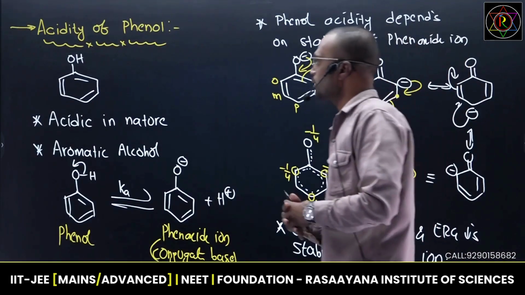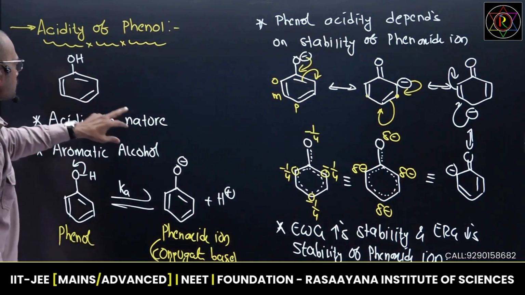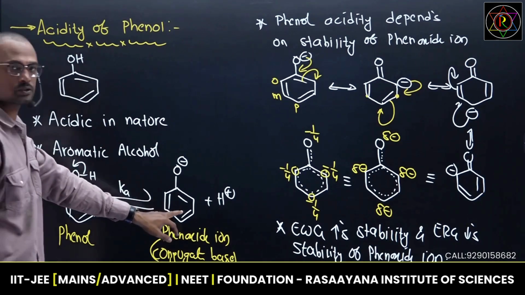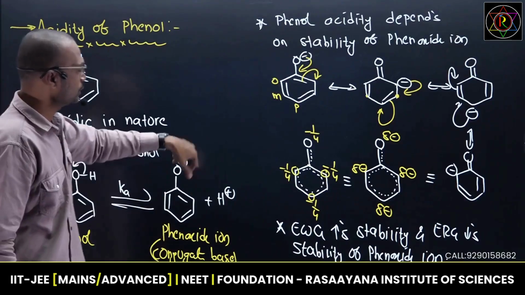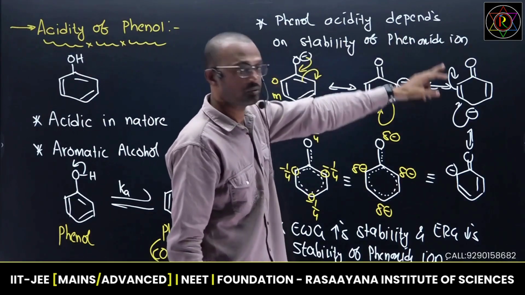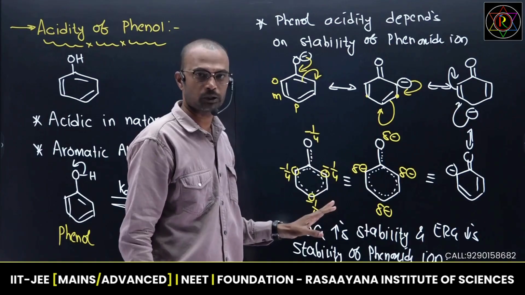See, acidity of phenol, this is the general structure of phenol. Generally phenol is acidic in nature, it is also called aromatic alcohol. This acidity depends on this base. It is called phenoxyanion. This phenoxyanion is stabilized by resonance like this. Whenever it is involved in resonance, that negative charge is distributed at ortho and para positions only.